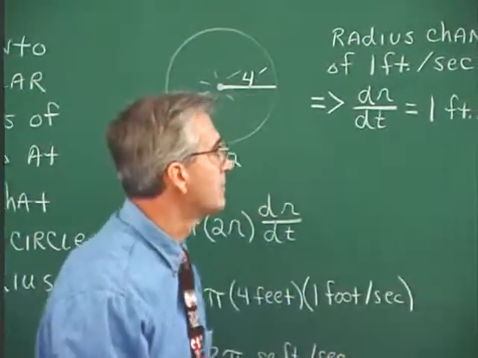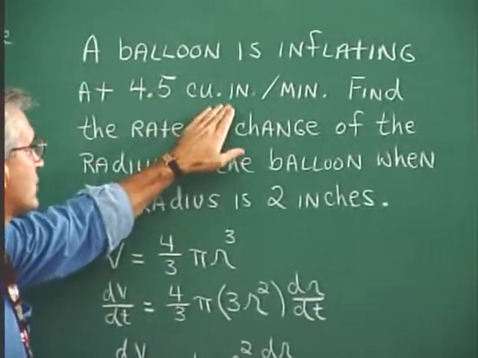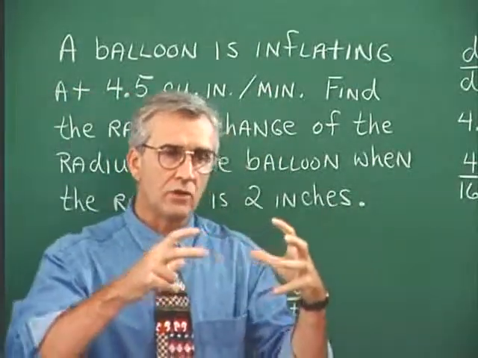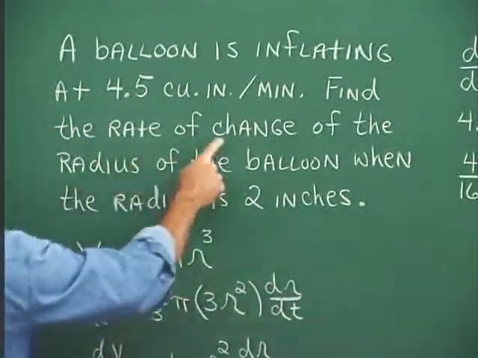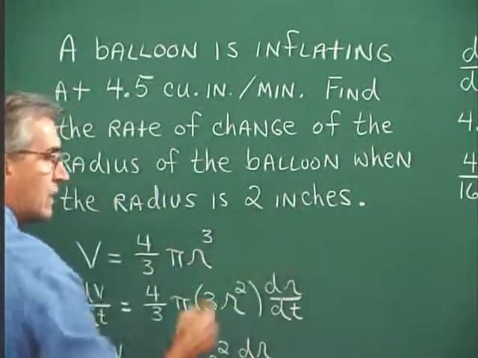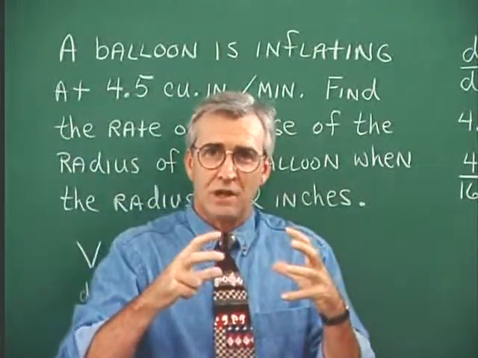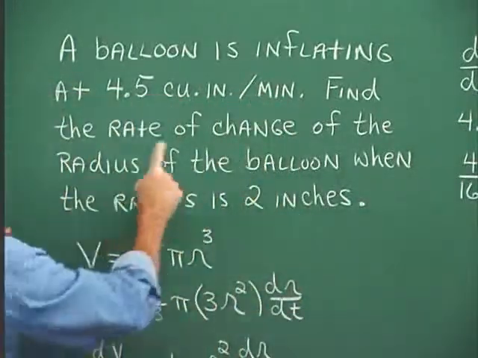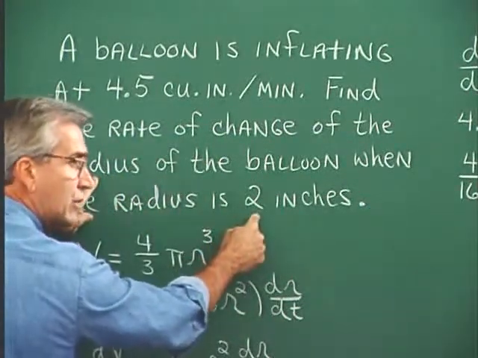Here's another example. A balloon is inflating at 4.5 cubic inches per minute. So a balloon is being blown up, and 4.5 cubic inches of air per minute is being put into the balloon, and the balloon is expanding. Find the rate of change of the radius of the balloon when the radius is 2 inches. So at the point where the balloon grows to a radius of 2 inches, find the rate of change of the radius.